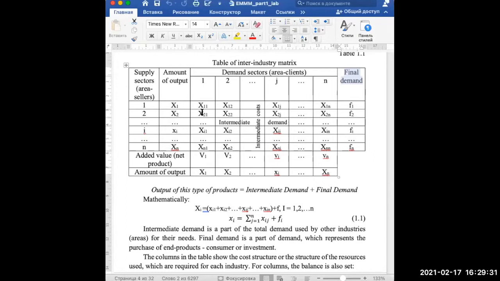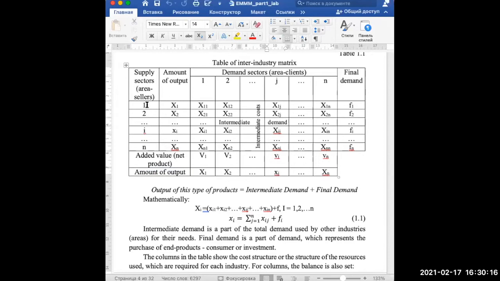That's why, if we want to explain in terms of cost, we need to talk not about the rows of this table or matrix, but about the columns. We also see this row, and we again use the same symbols and the same name, amount of output, or summarized output of each branch.